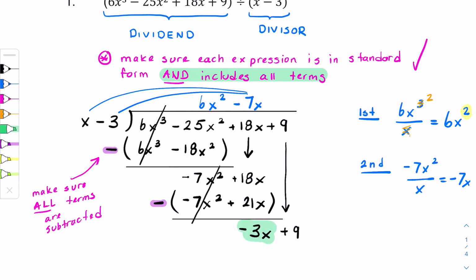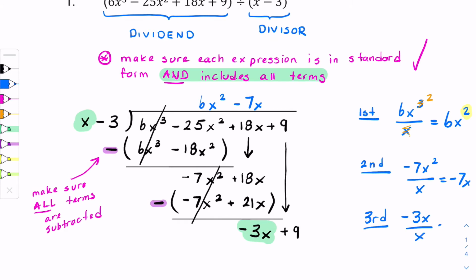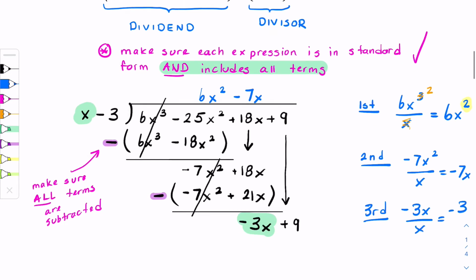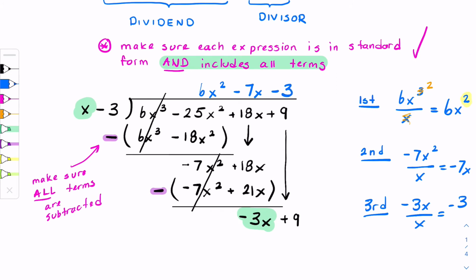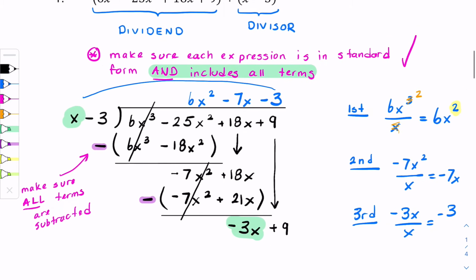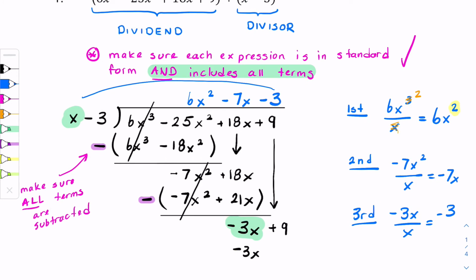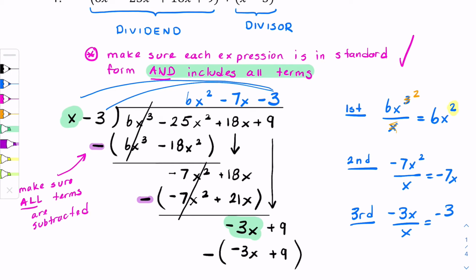The first term is negative 3x divided by the first term in your divisor, which is x. For the third and final term of the quotient, we have negative 3x divided by x, which is equal to negative 3. Multiply negative 3 times x, negative 3x. Multiply negative 3 times negative 3, that's positive 9. Put parentheses around your expression, subtract both terms.